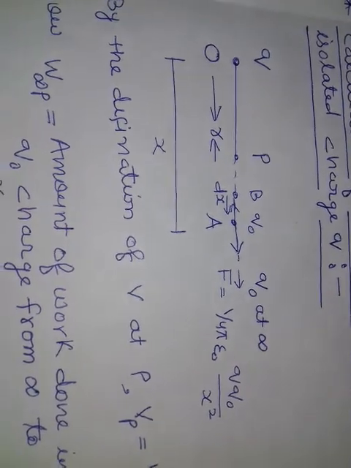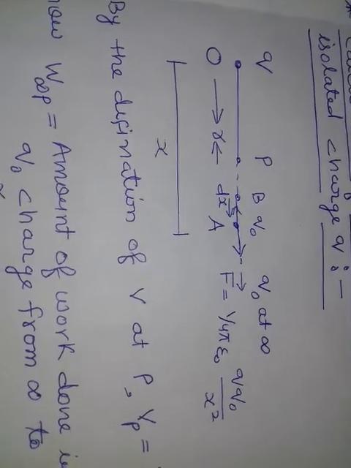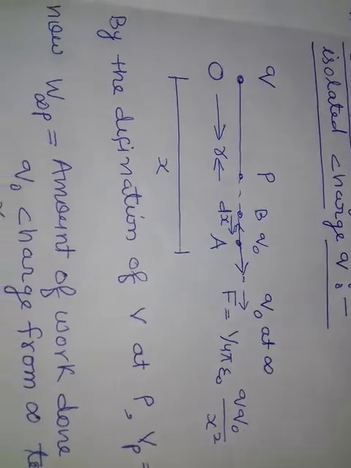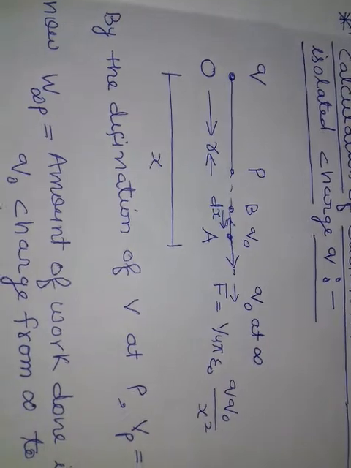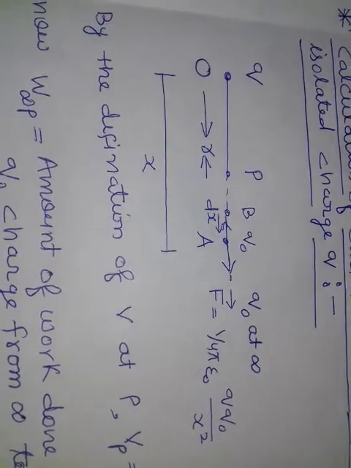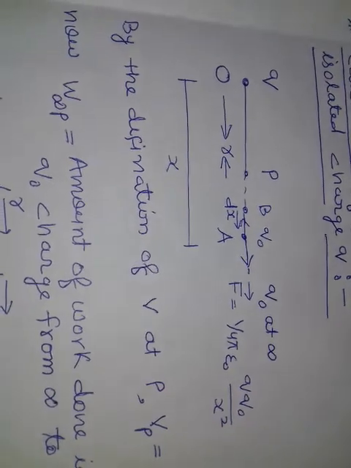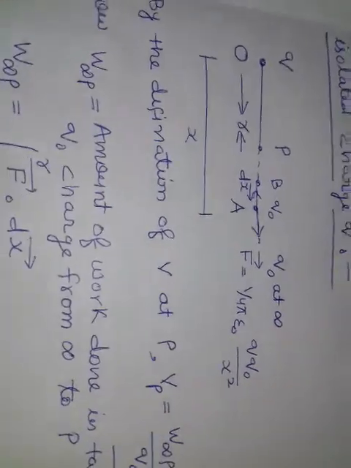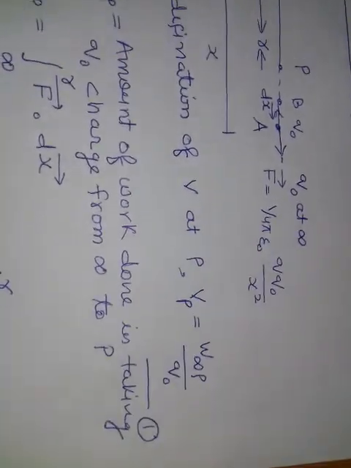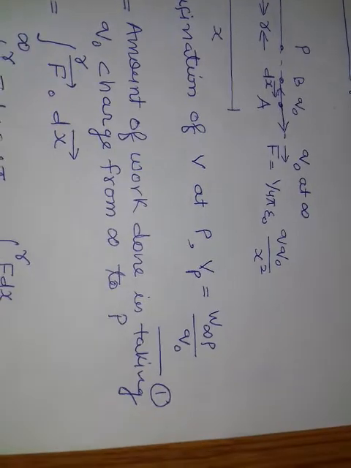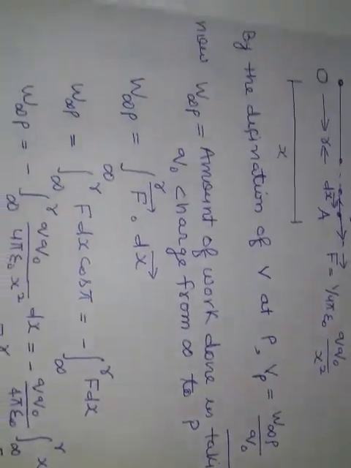So for calculating the work done in taking Q naught from infinity to P, first we will calculate the work done in taking Q naught from A to B, which is F dot dx. Again, by the definition of potential at P, this is the simple formula. Vp is equal to W infinity to P divided by Q naught. This is equation number first.